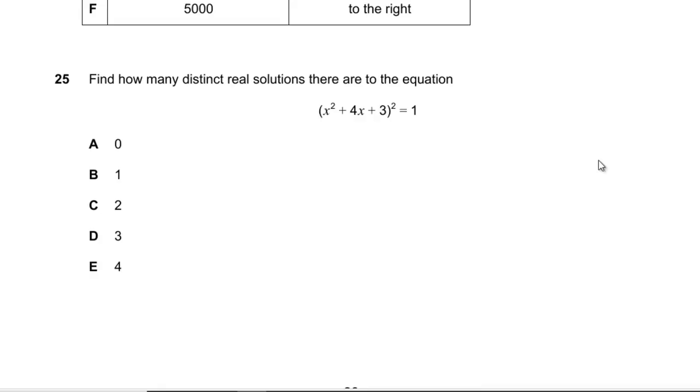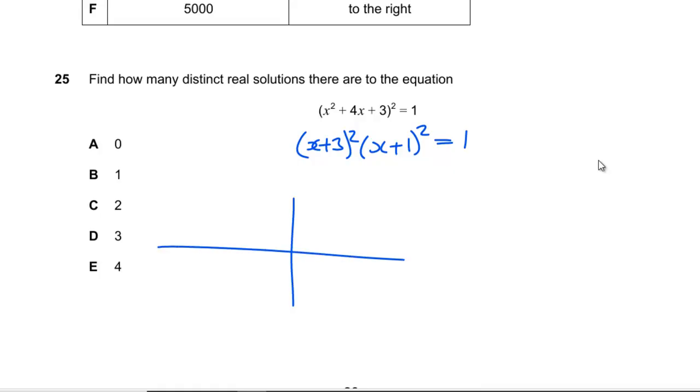So 25, how many distinct real solutions are there to this quartic? So what have we got? Well, that factorizes, doesn't it, in 3's and 1's. So we got (x + 3)² (x + 1)² = 1. So let's see what's happening with the graph then. It's going to be symmetrical about -2. And well, that's all we care about, isn't it? Because it's going to be double root here, double root here.